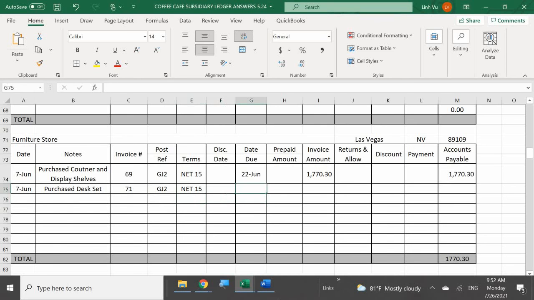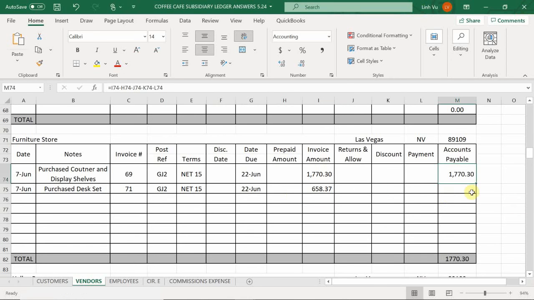So therefore, what is my actual due date? Isn't it the same? Yes, June 22nd. But this time, the invoice amount is for $658.37, which we didn't make a payment to. So therefore, I owe a total of $658.37 for my invoice number 71.